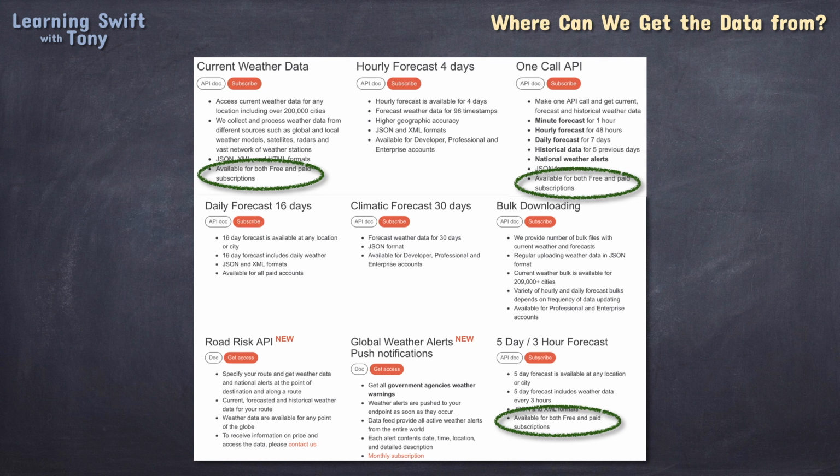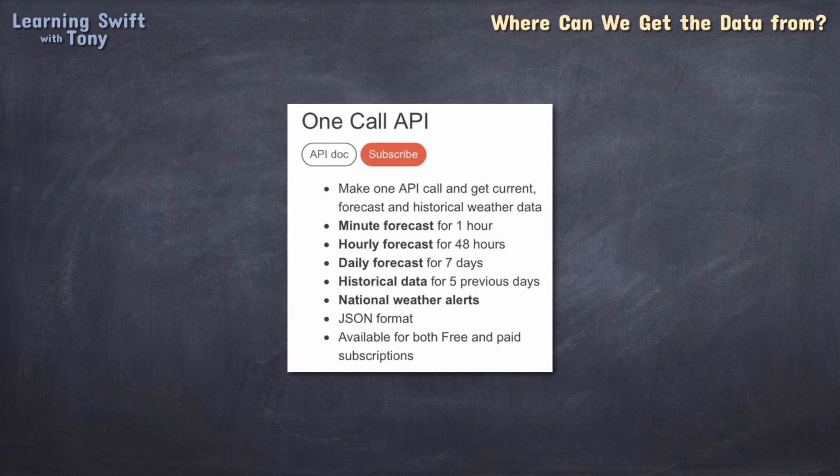Now, out of the 3 free options, the one that got my attention is the one entitled One Call API. It offers current, forecast, and historical weather data, minute forecast for 1 hour, hourly forecast for 48 hours, daily forecast for 7 days, historical data for the previous 5 days, and national weather alerts. There's a lot of data here to work with. We will only use part of all of this.